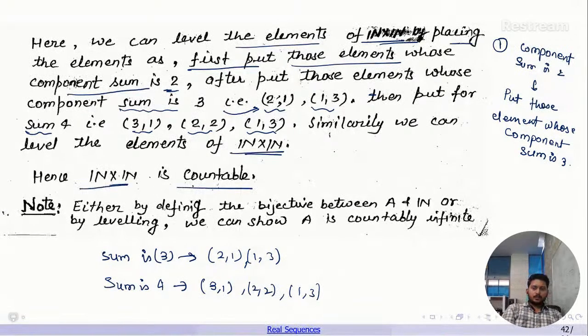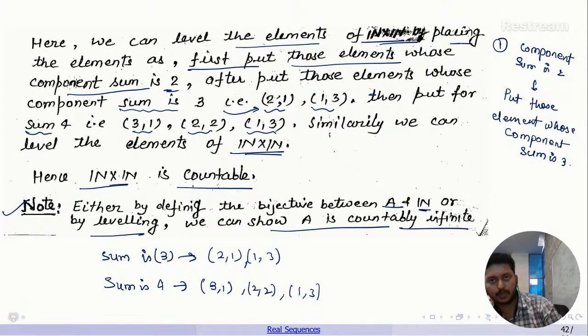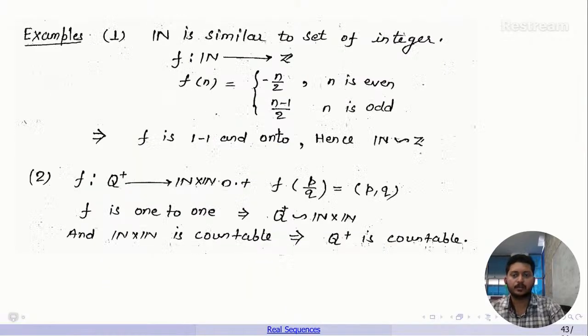One note is that either by defining a bijection between A and N, or by labeling, we can show that A is countably infinite. So that assumption is very helpful for finding countable as well as uncountable sets. Now take one example here.